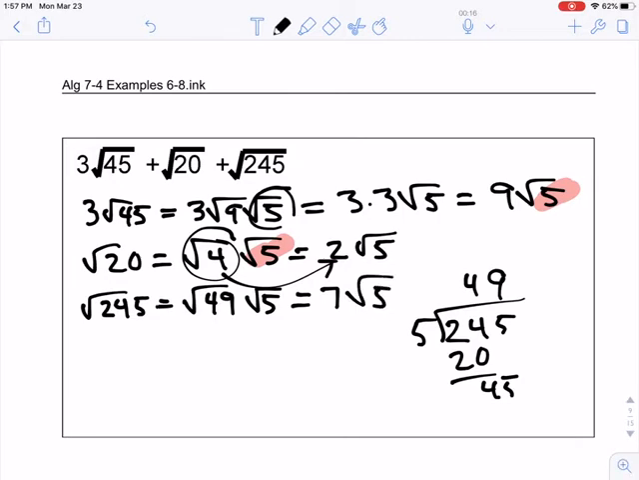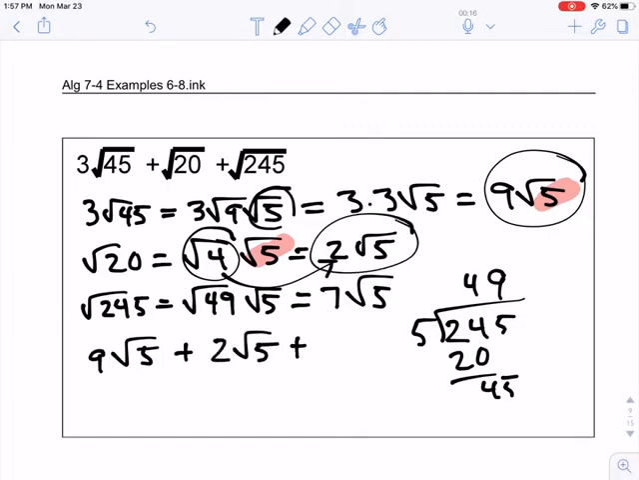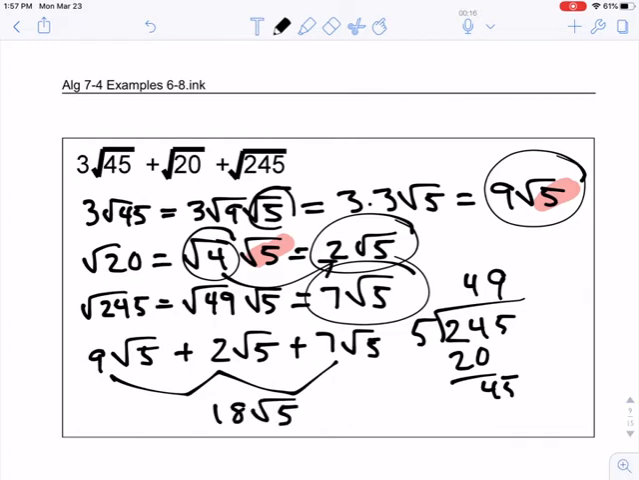All right, and then the last thing is just add them all up. So I have 9 times the square root of 5, which is this one, plus 2 times the square root of 5, which is this one, plus 7 times the square root of 5, which is this last one. Add your 9, 2, and your 7. You get 18 times the square root of 5, and you are good to go.